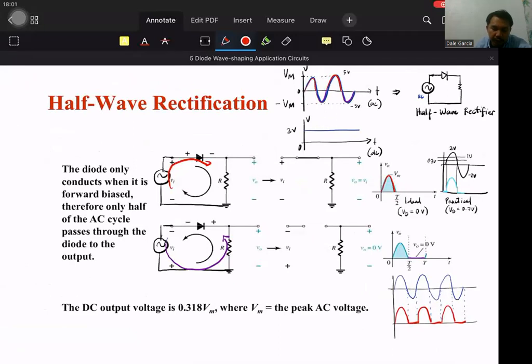The DC output voltage is 0.318 VM, or the maximum value, where VM is the peak AC voltage. Maximum value of peak, the same thing.